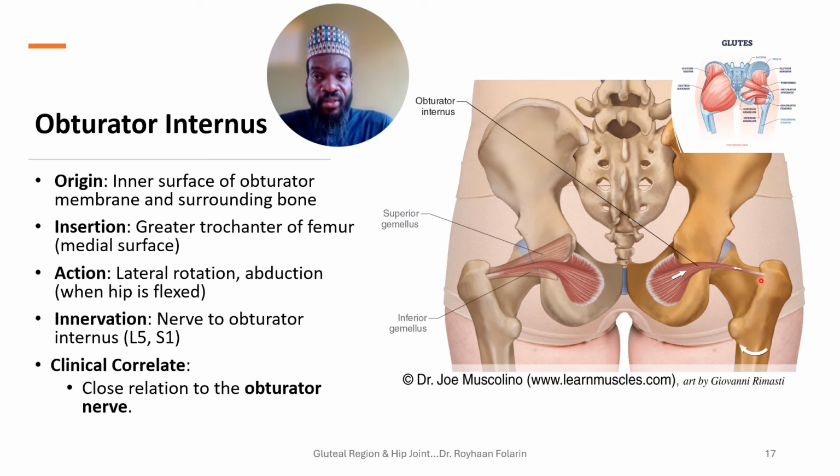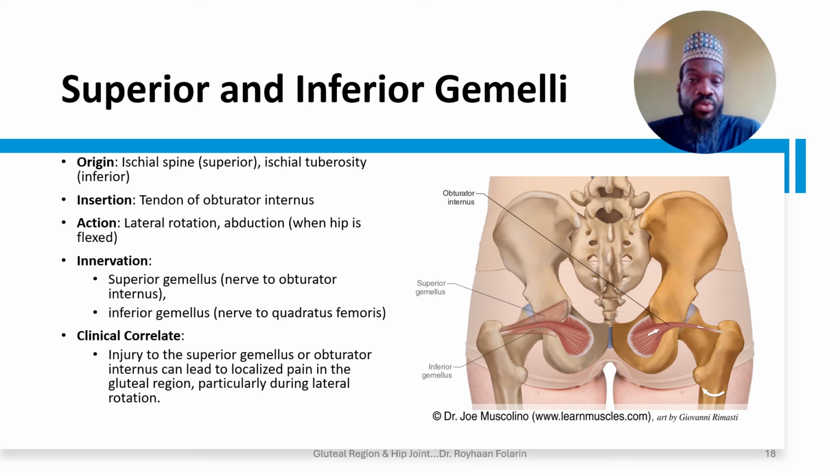And pathologies affecting the obturator internus, like abscess, can result in pain during movement of the hip joint. So this is a close relation. Next are the superior and inferior gemelli muscles. These small muscles stabilize the femoral head in the acetabulum. There are two of them: the superior is right here, and the inferior is right here.